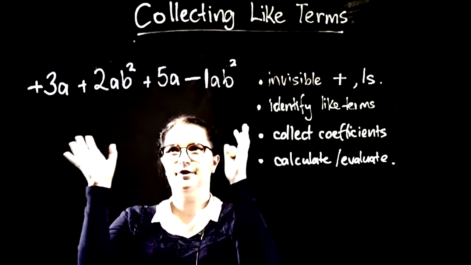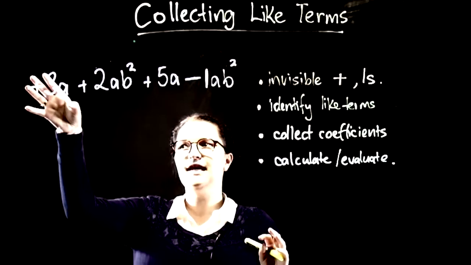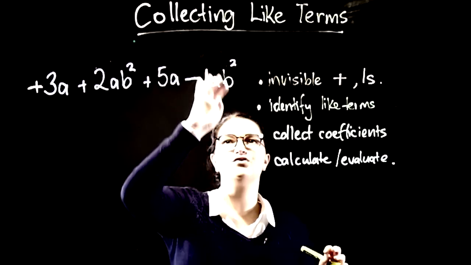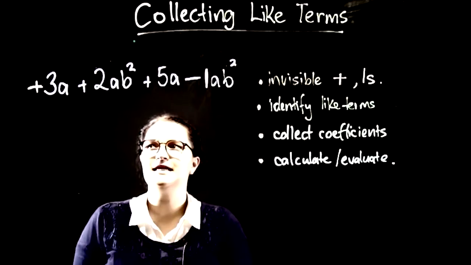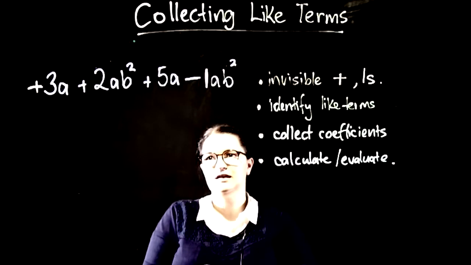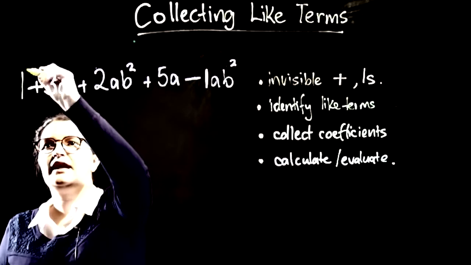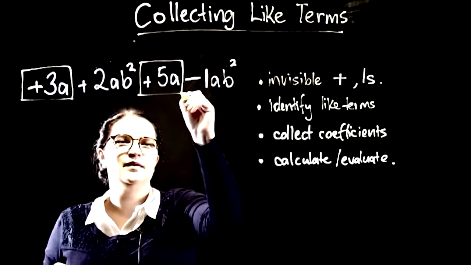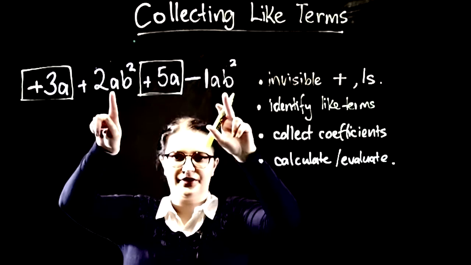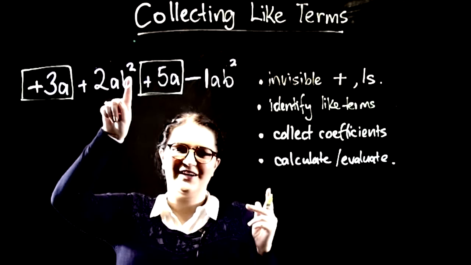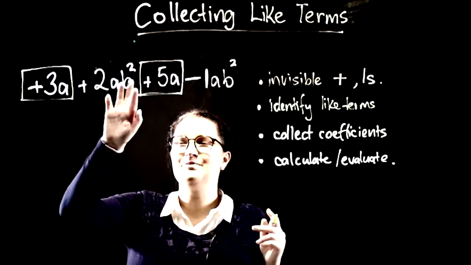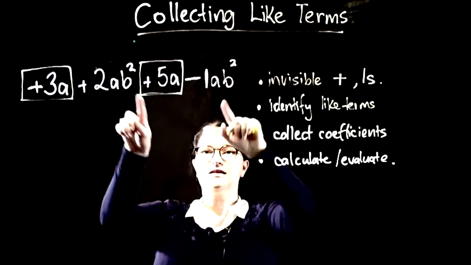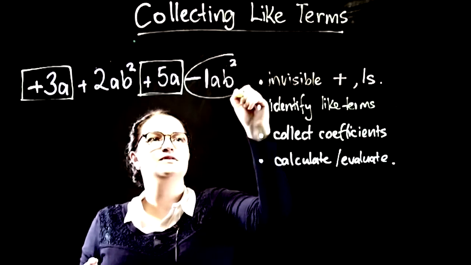Okay, so the next step is to identify the like terms. So I can see I've got a's and I've got ab squareds. So the a's, we said 3a and 5a in the previous example were like terms. So I'm drawing a box around them to identify, and note that I'm including the operator, the plus or minus, in front of the term in that box. Now ab squared, you might argue that's got an a in it, so it's a like term with 3a and 5a, but it's not. The entire algebraic part has to be identical. So the ab squareds are like terms with each other, but they're not with the 3a and 5a. So now I've done step 2, I've identified the like terms.